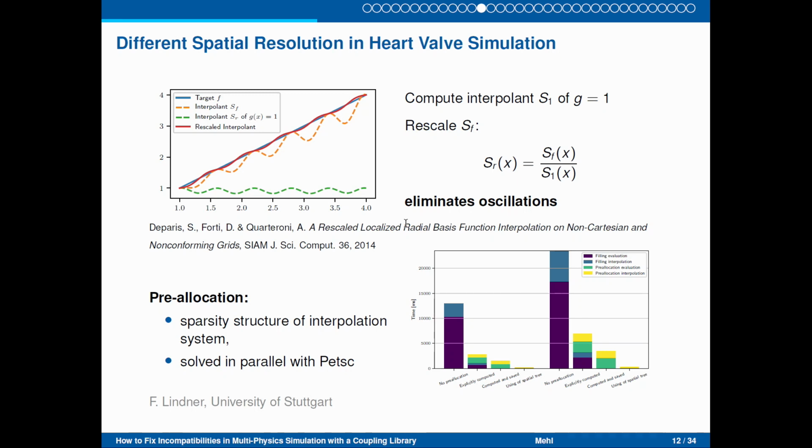So we did some things about that. The numerical thing is you do some rescaling. You take Gaussians which are not too wide, and then you just divide them by the interpolant of 1, and you kind of cancel out these oscillations, which you find in both.